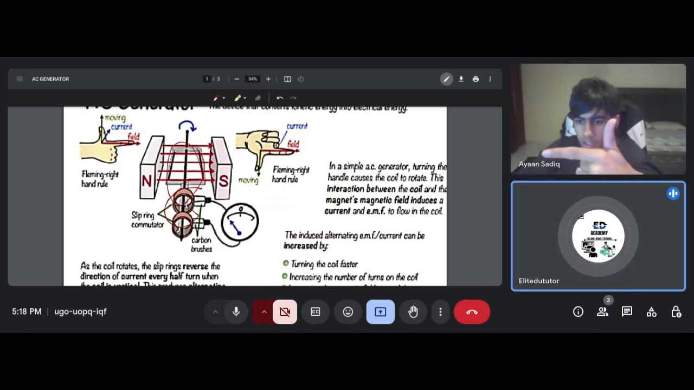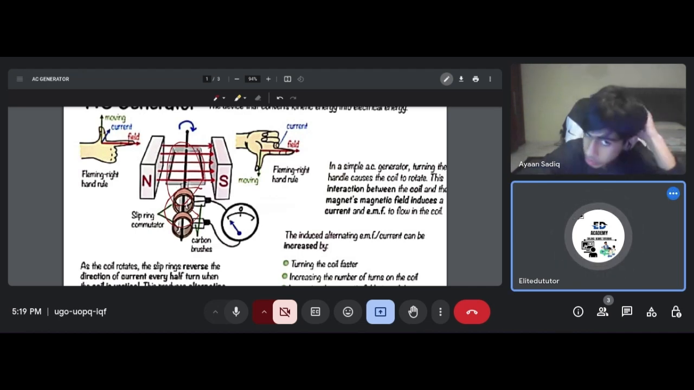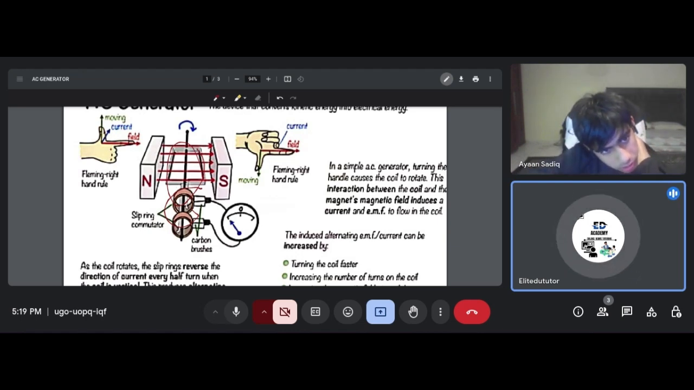So listen carefully now. The magnetic field induces a current and EMF to flow in the coil. The direction of induced current in the coil can be determined by the right hand rule. The thumb indicates the direction of force, or the coil's motion. The index finger indicates the direction of the magnetic field, and the middle finger indicates the direction of the induced current. The three fingers are always perpendicular to each other.